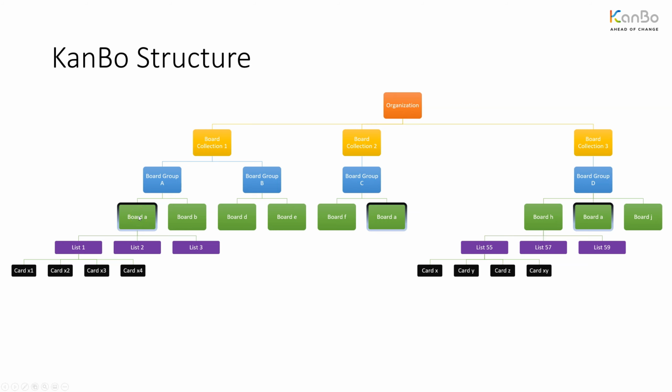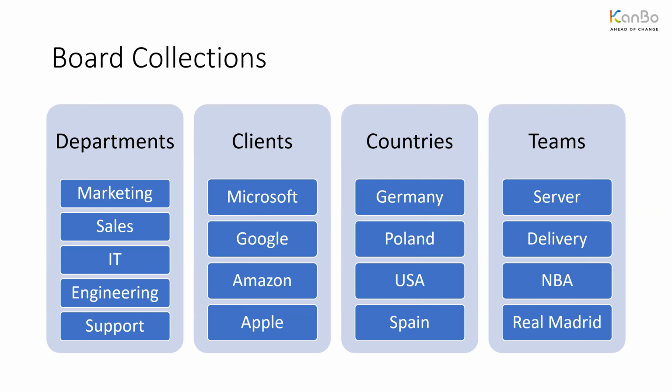Here are some examples of how we can work with board collections. For example, you could create a board collection for your departments. So let's say I have a board collection called departments, and inside I have boards directly, like a board for marketing, sales, IT, engineering, and support. I could also have a board collection called countries, and then I would have a board group called Germany. And inside of that board group, part of this countries collection, I would have boards representing each city in that country.